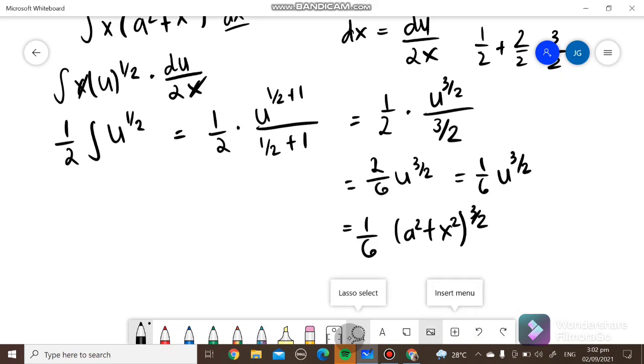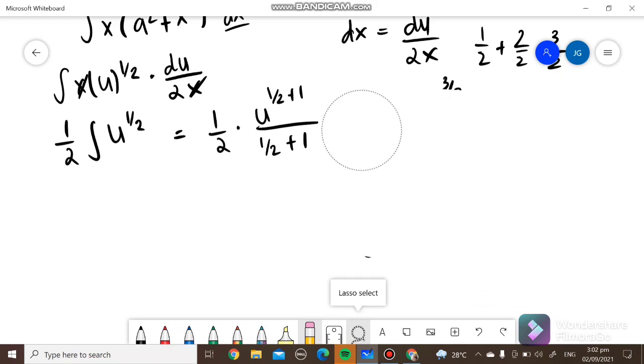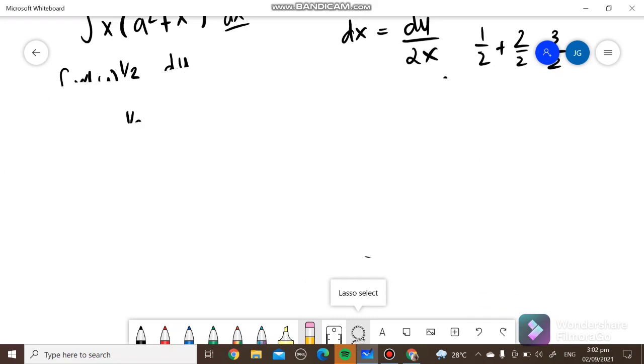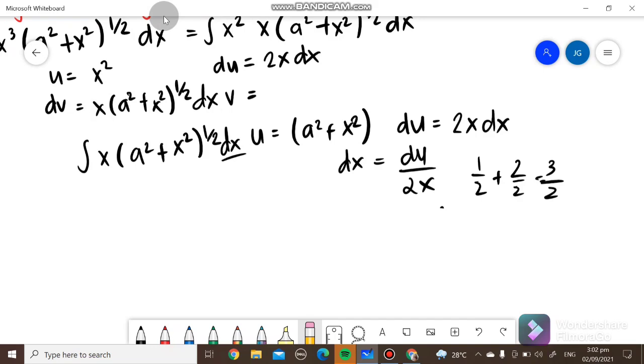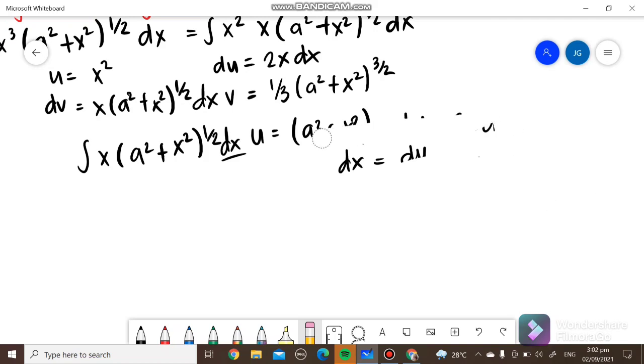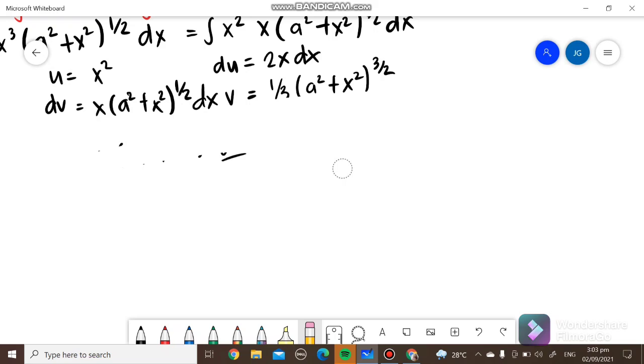Let's erase this, or it's better to erase it so it's faster. Once we know the value of x, it's easier. So, our v value is equivalent to, what was it again? 1/3, wrong. 1/3 (a squared plus x squared) raised to 3/2. Okay? Let's erase this to keep our workspace clean.